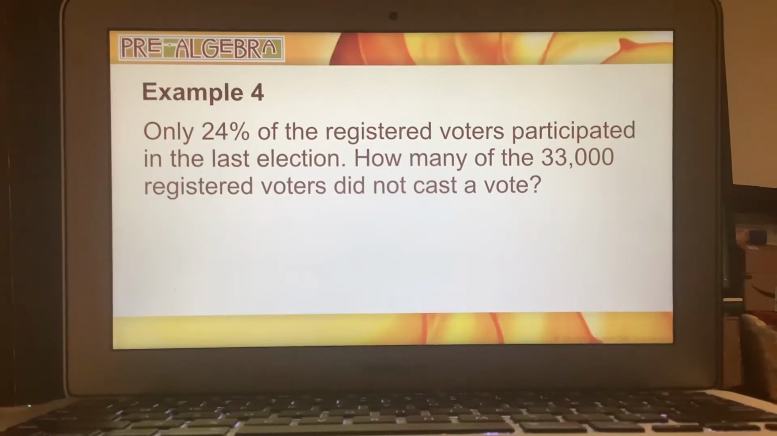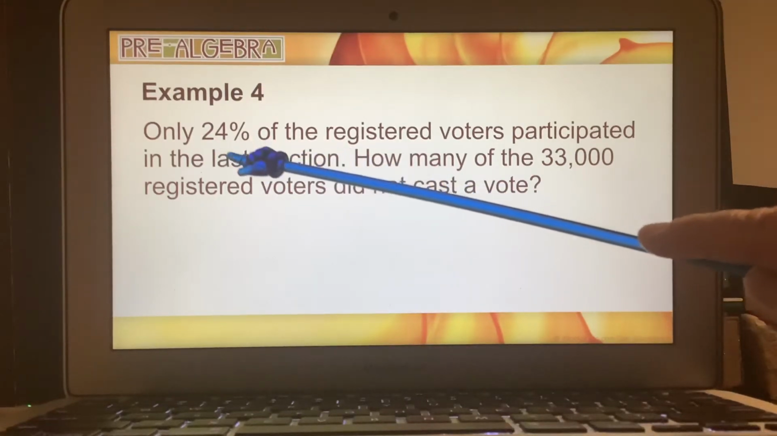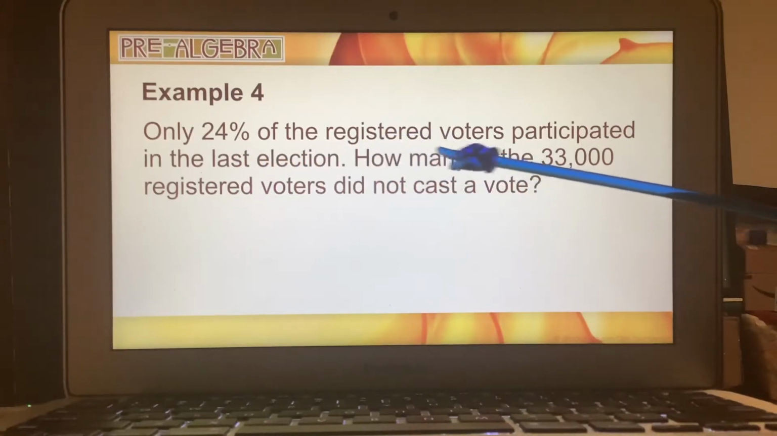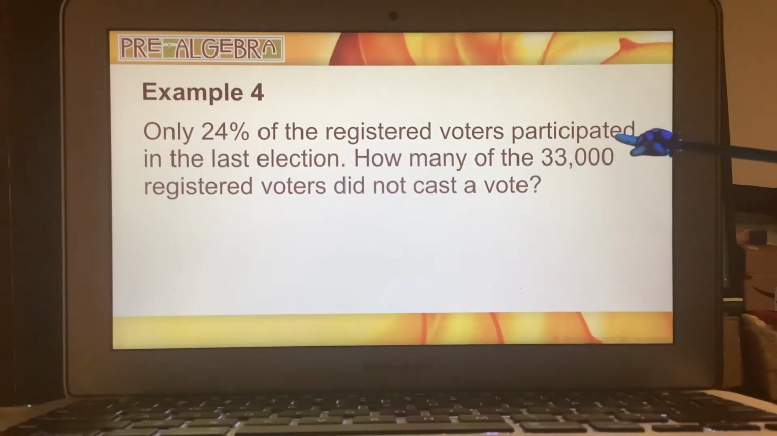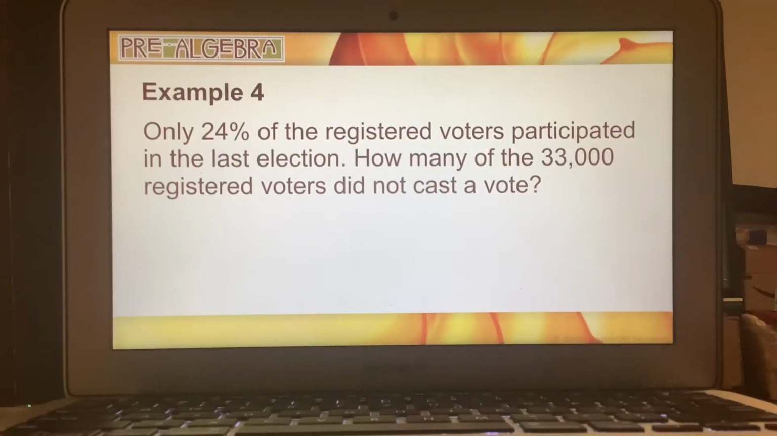So here, first you start with the question to define your variable. It's asking us how many of the 33,000 registered voters did not cast a vote. Now, here it already says 24% of registered voters participated. So that means how many did not participate? So N equals the number of non-voters.